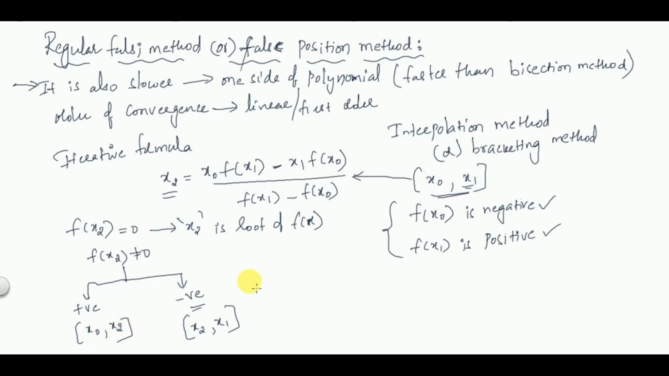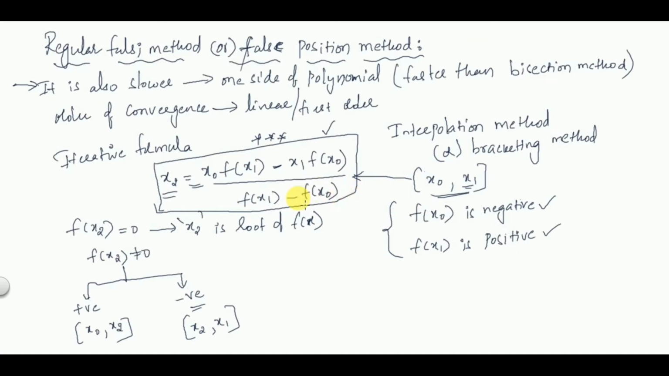Again we find the successive approximation by using this formula, get the next approximation, and so on. It is the same method as in the bisection method, with changes only in the iteration formula. There we took the average value, but here we take this formula. The only difference is the formula usage, and the procedure to solve examples is the same for both the bisection method and the regula falsi method.